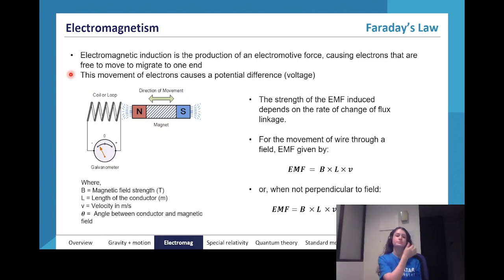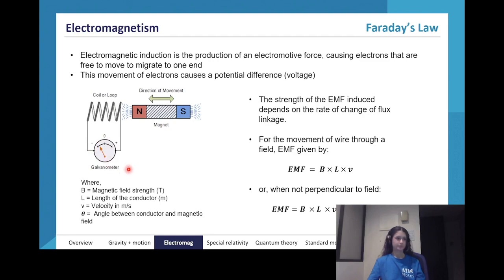So, as you can see, in this case, the magnet moving is going to produce a force in this coil, which is going to create a current, which we have measured with this galvanometer.